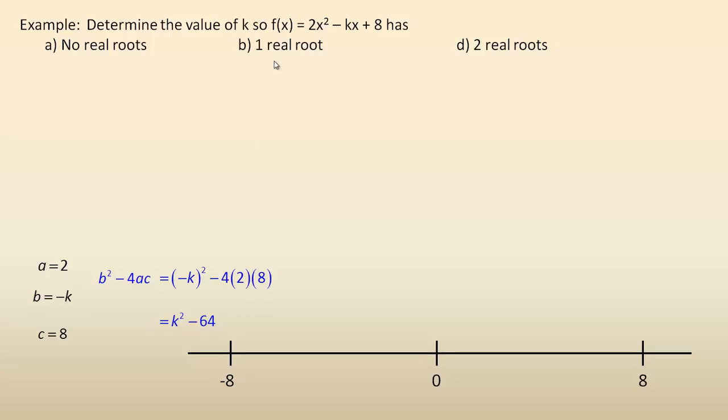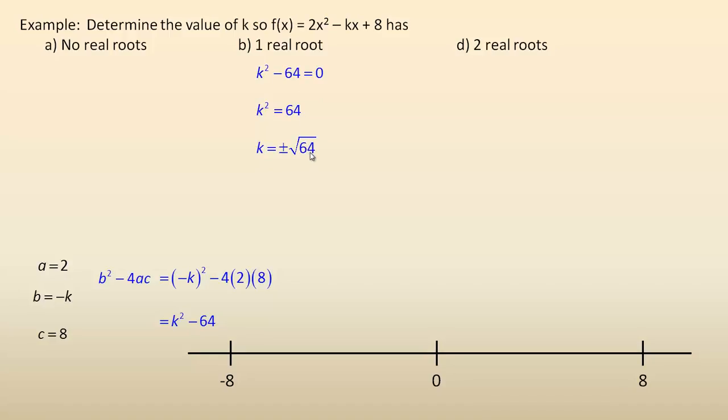I'm going to do the one real root first, and then I'll get into the other two. Remember on the previous page, one real root occurs when that discriminant expression is equal to 0. That's when you get one real root, when the vertex touches the x-axis. So I want to solve for k here. We want to isolate k, so I'll bring the 64 over and take the root.